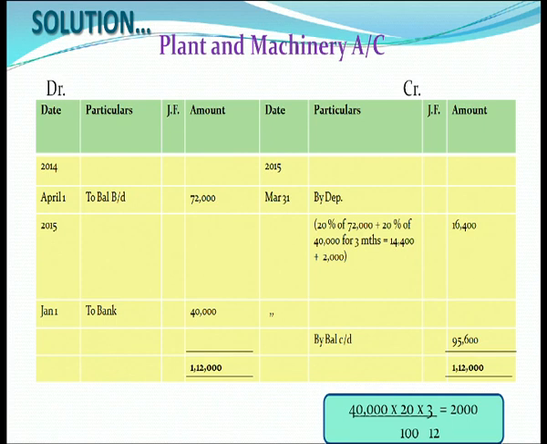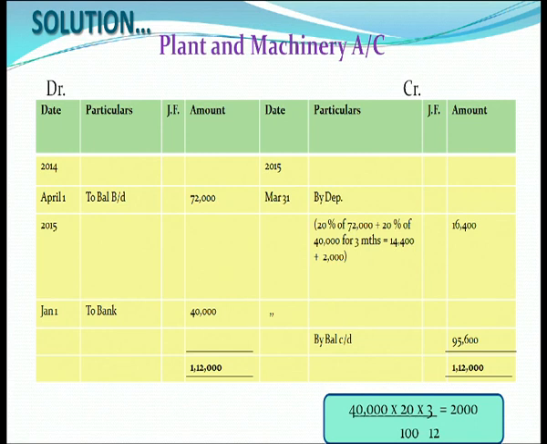Now, in the third year again we bring forward the balance from the previous plant and machinery account. So, on 2014 1st April, the balance brought forward is 72,000, and again in the same year on 1st January we are buying an additional machinery. So, again machinery account debited to bank account, and the amount is 40,000.